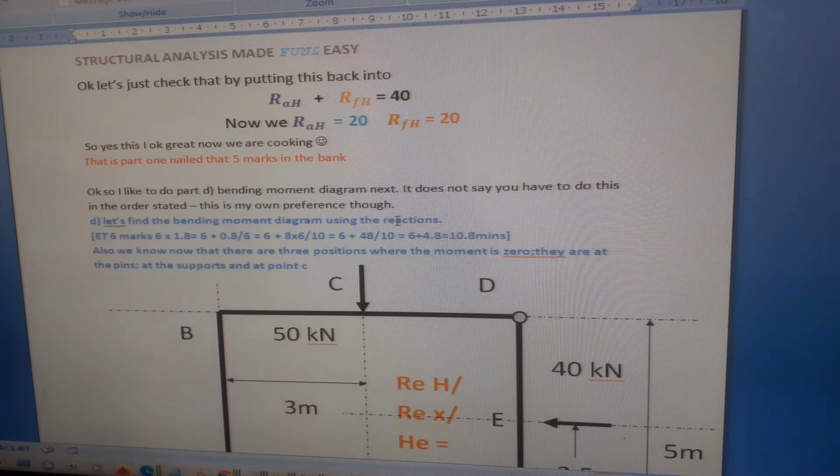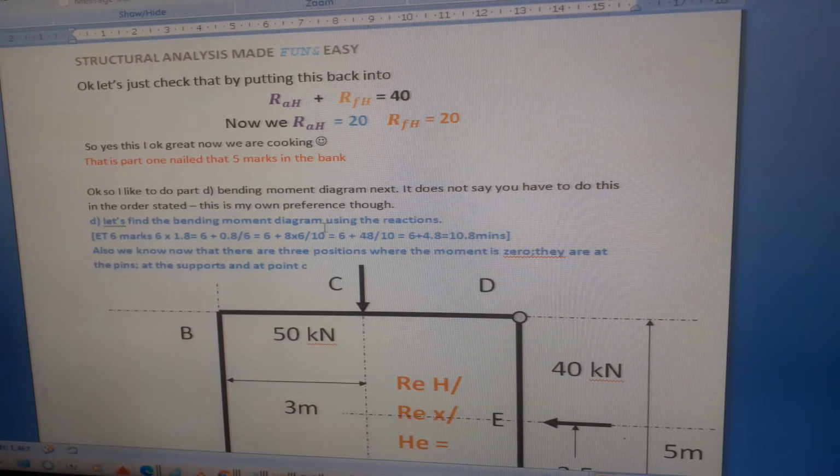When you're doing real life design, I always look at bending moment first anyway, because if I was checking the beam, I want to look at bending moment. So I always like to do bending moment first. I don't think there's any reason why you can't do the bending moment first. In the exam, you could just say, I prefer to do the bending moment first, and then you should get the same amount of marks.